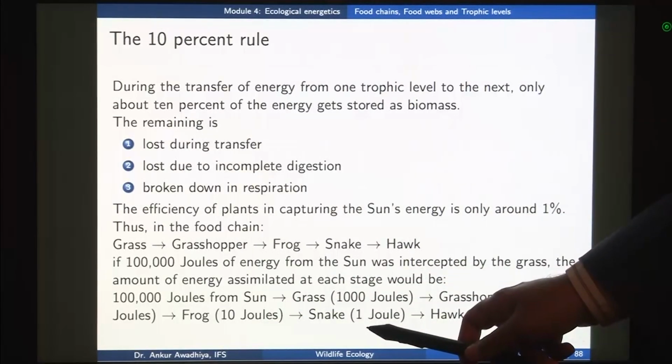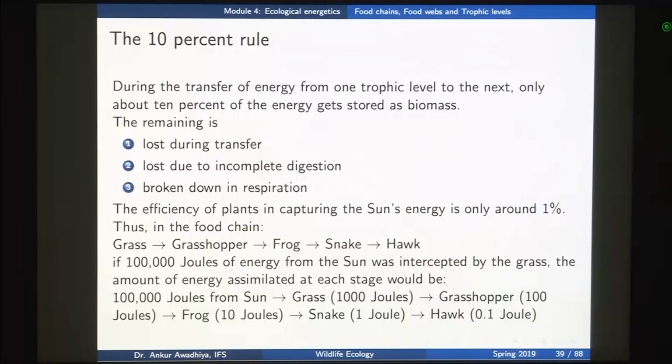Then the snake's trophic level will only have 1 joule and the hawk's trophic level will only have 0.1 joule, which also gives us an indication why these chains cannot be very long, because the longer the chain, the lesser the amount of energy available at the apex predator trophic level, and that small amount of energy may not be sufficient for the survival of the species at that level.